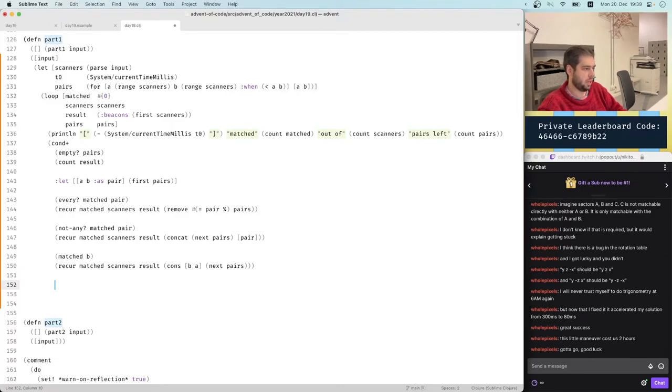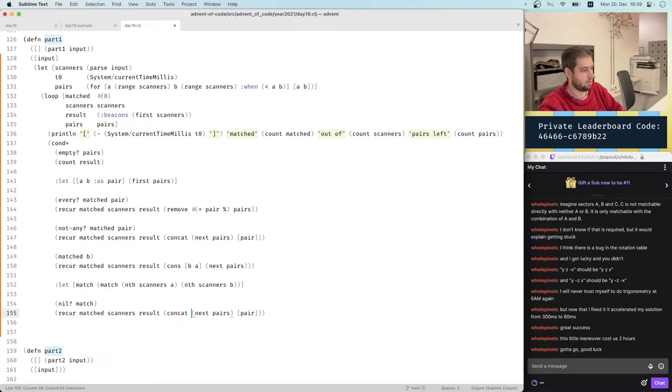Okay, finally we have a pair that is matched with A but is not matched with B. Let match be match A B and scanners A and scanners B. New match. If it didn't match, we put it at the end. Now we have a match, right? So what we do is we recur with conj matched B. B is now matched as well.